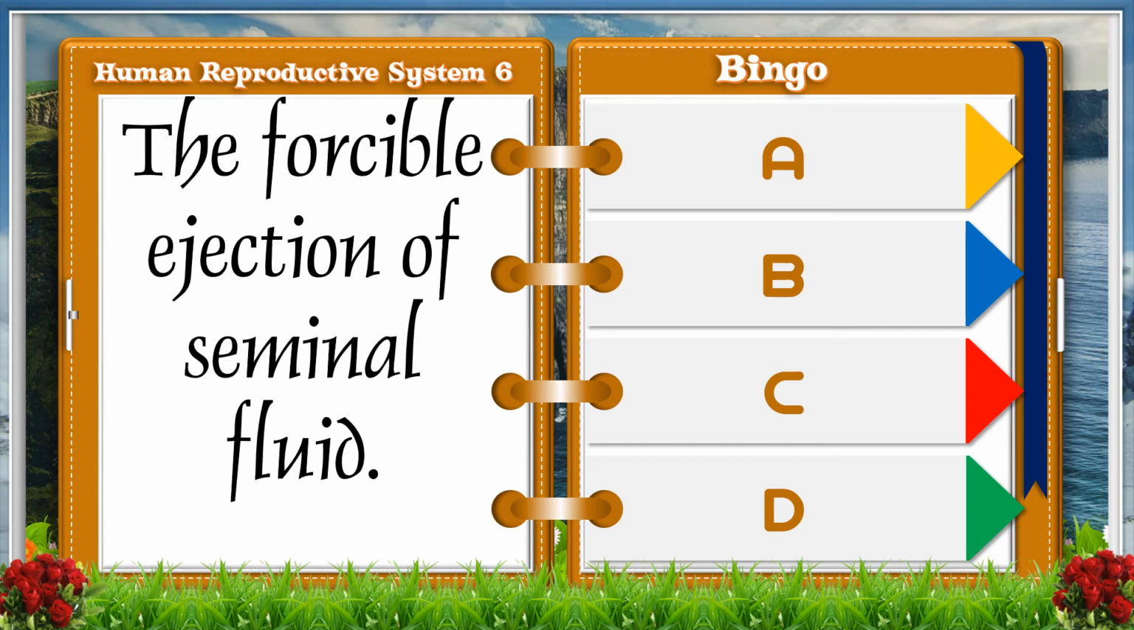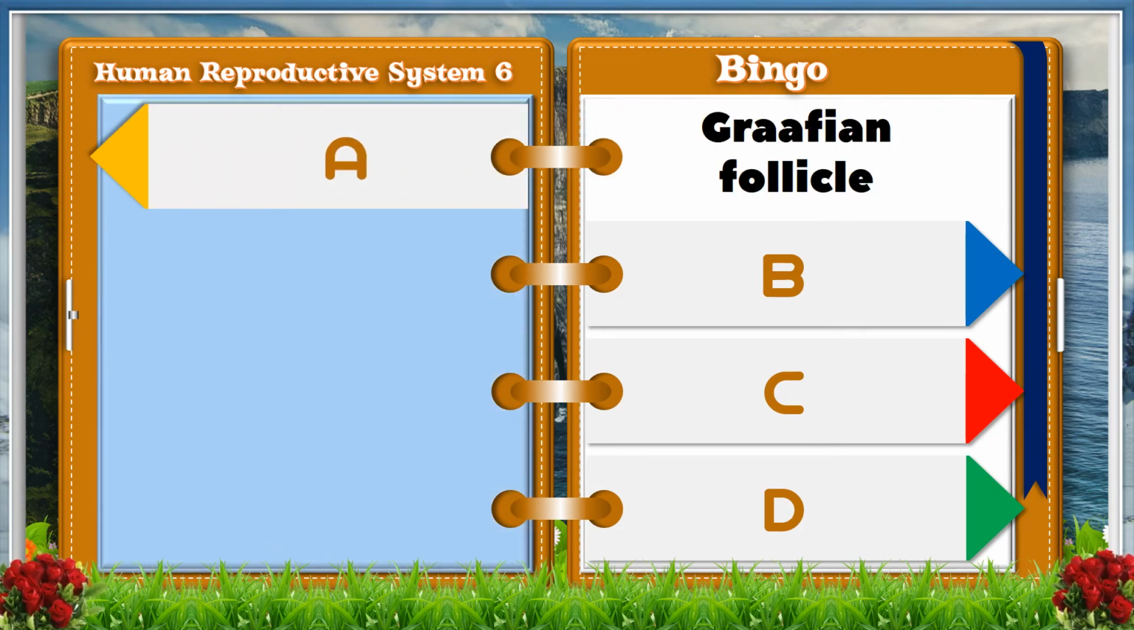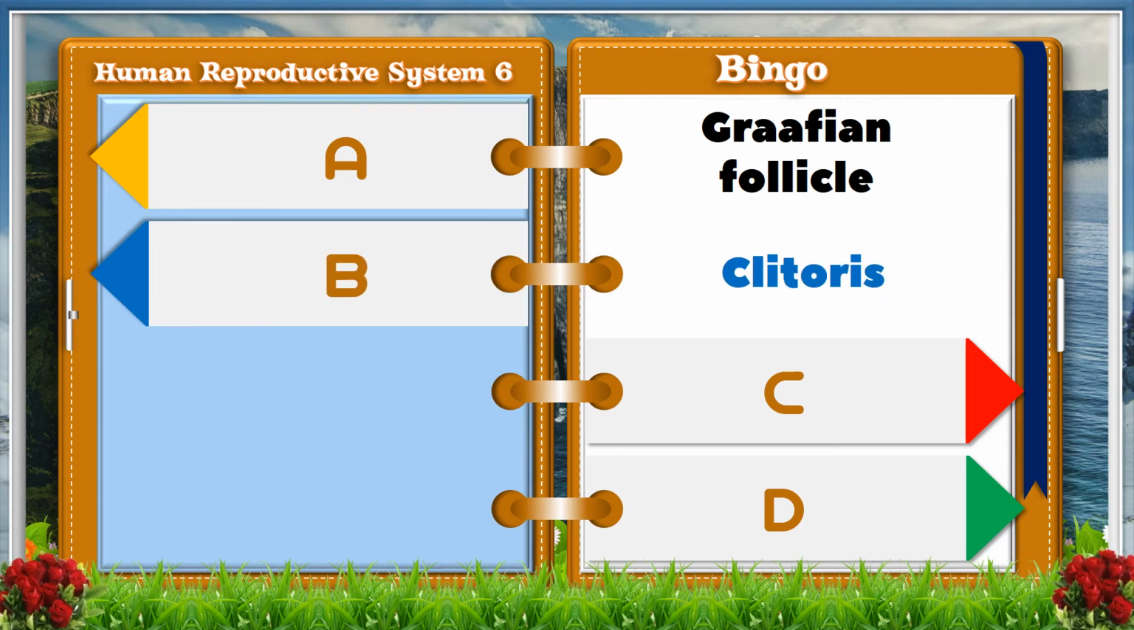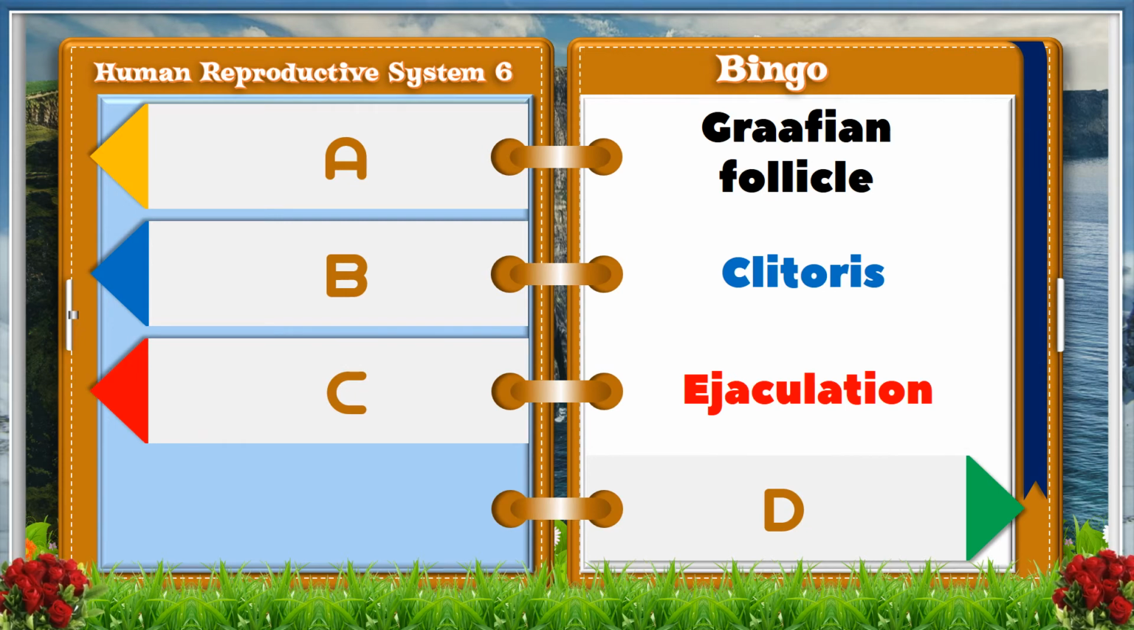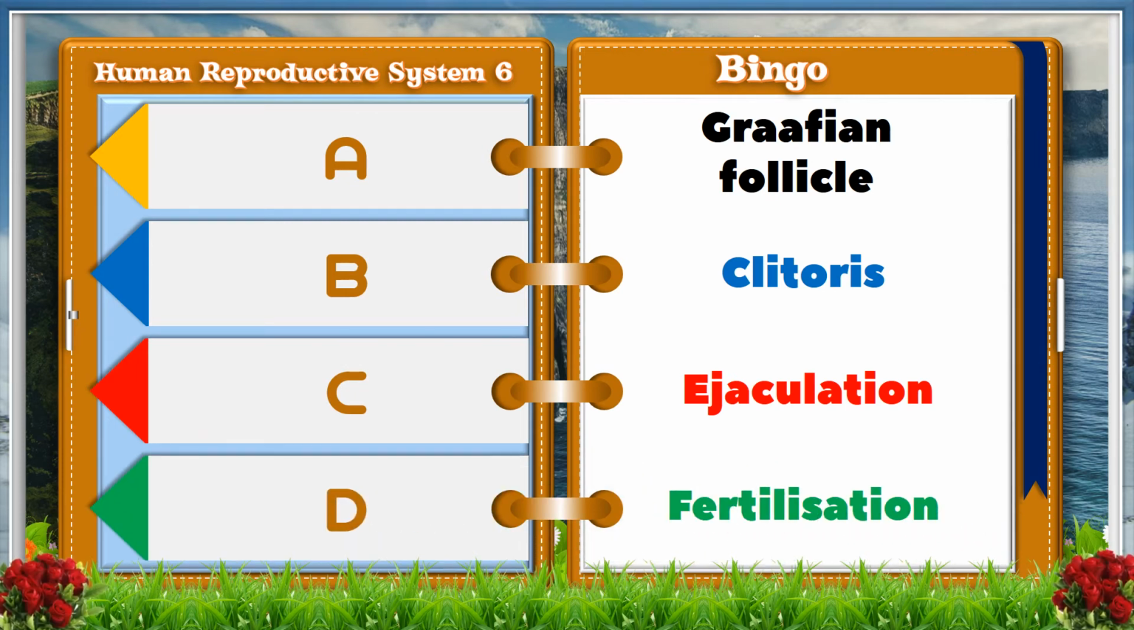The forcible injection of seminal fluid. A, Graafian follicle. B, clitoris. C, ejaculation. D, fertilization. And the answer is C, ejaculation.